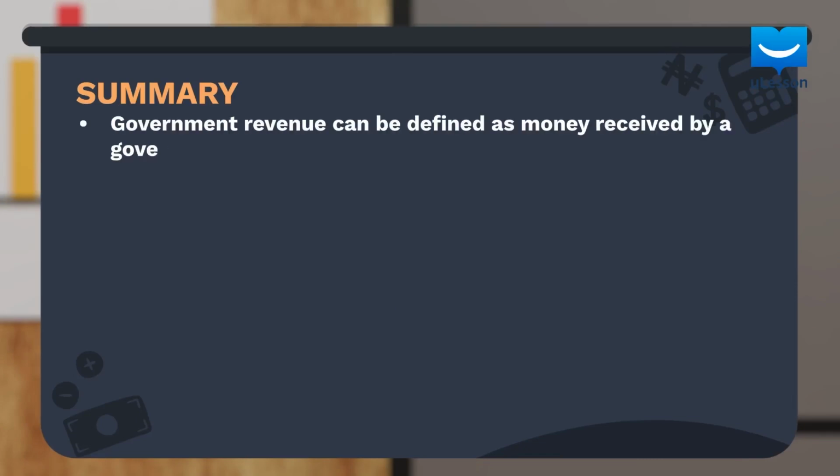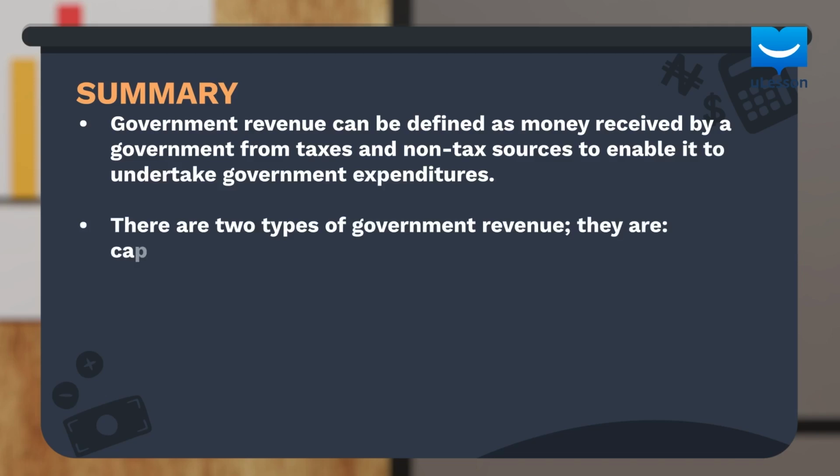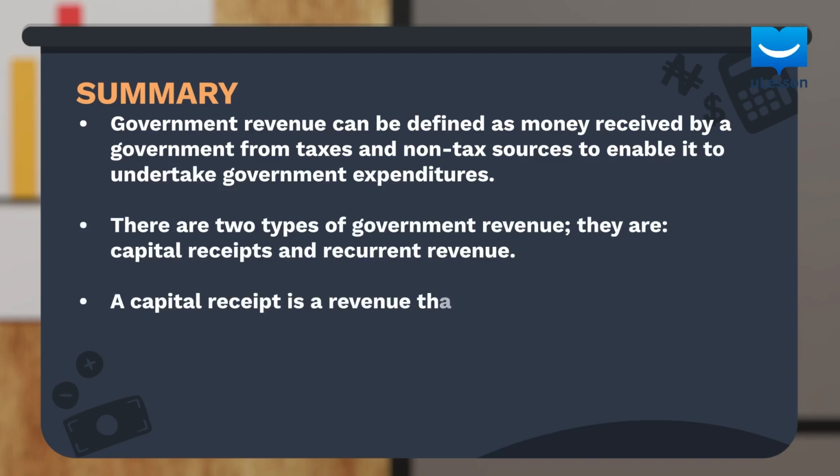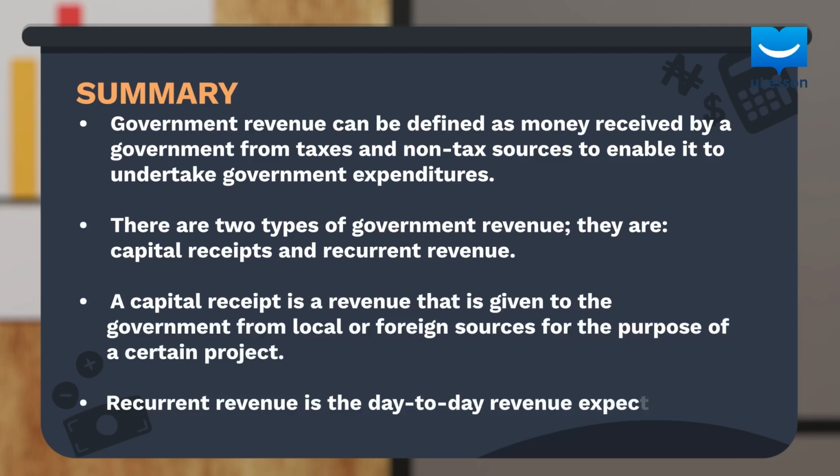Now, here's your take home from this lesson. Government revenue can be defined as money received by government from taxes and non-taxes sources to enable it to undertake government expenditures. There are two types of government revenue. They are capital receipts and recurrent revenue. A capital receipt is a revenue that is given to the government from local or foreign sources for the purpose of a certain project, while recurrent revenue is the day-to-day revenue expected by the government in a particular year.